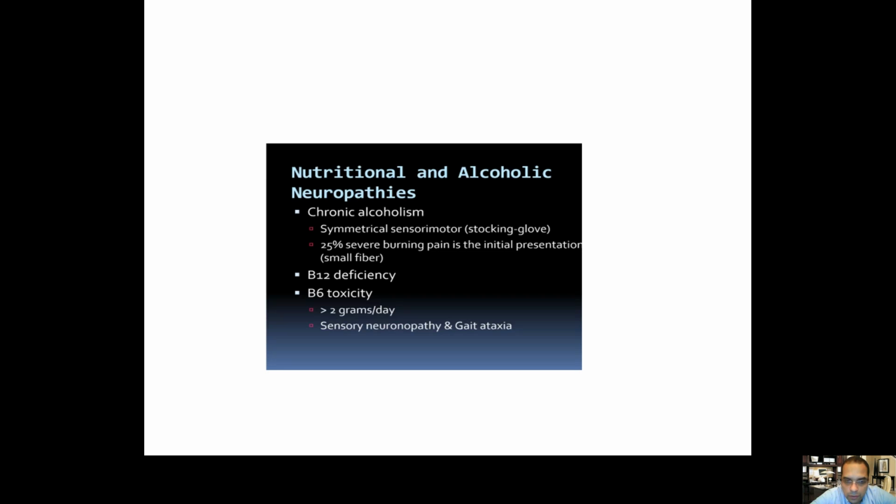And B6 toxicity, on the other hand, you will be surprised how many people take too many vitamins on a regular basis. I know some people going to the gym who are just advised by their coach that you have to take these vitamin B complexes so you are able to train longer hours and lift more weights and so on. And this is actually a very dangerous practice because, as we can see here, excess vitamins can cause damage to the nerve. So vitamin B6 toxicity can cause sensory neuropathy and gait ataxia as well. So remember please, B12 deficiency, B6 toxicity.